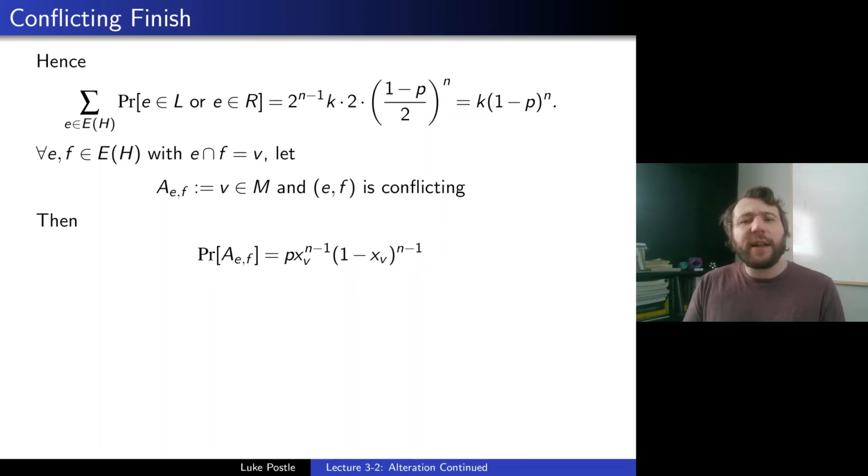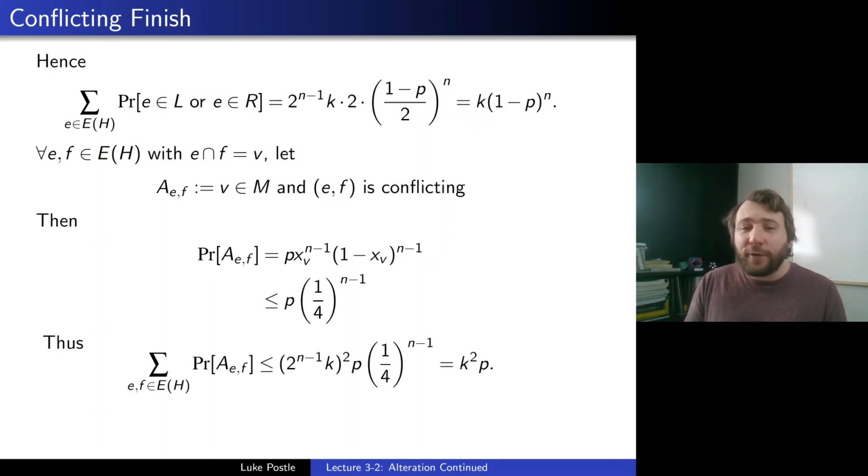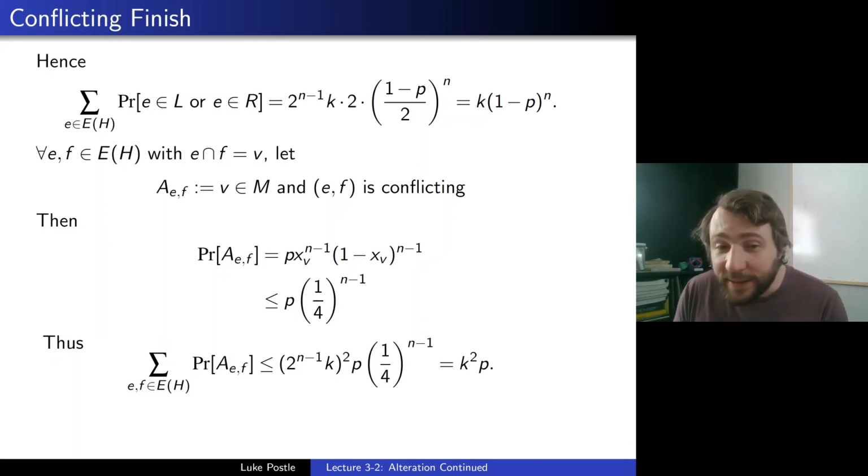This is a bit weird. I'm writing it this way, where it depends. I'm writing the probability as, of course, conditioned on this xv. I'm using a random variable in it. But nicely, I can note that this is going to be at most a quarter. So xv times 1 minus xv, worst case is it's exactly in the middle. Anyway, it's at most a quarter, so we get at most p times a quarter to the n minus 1.